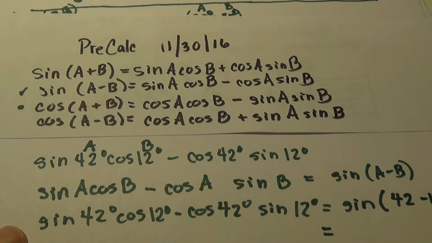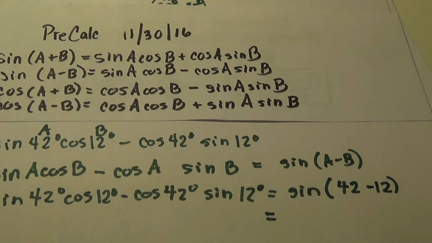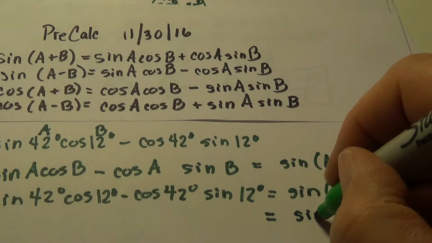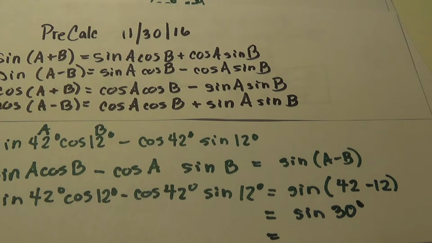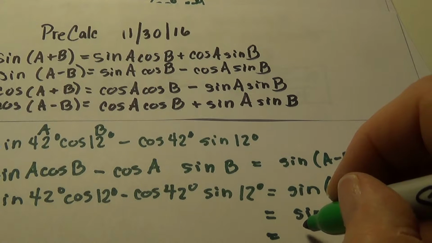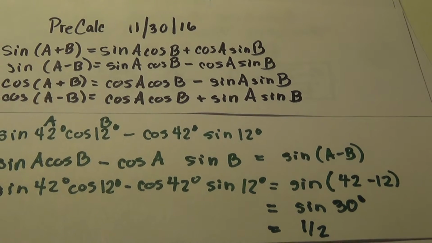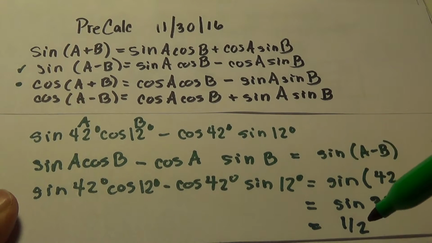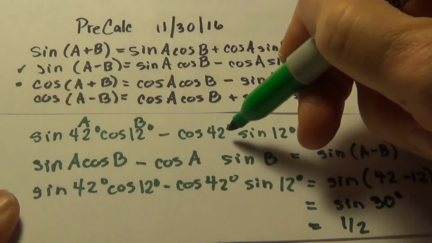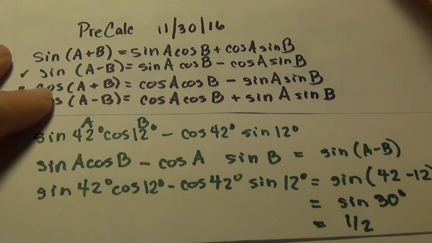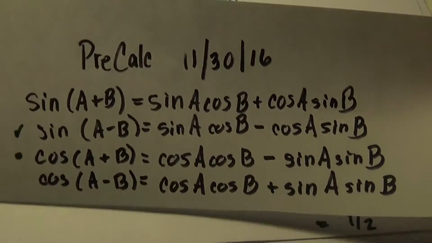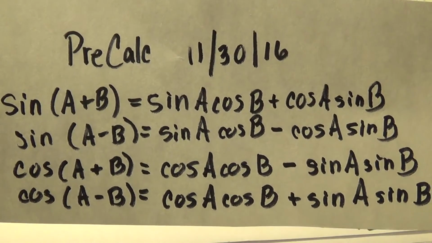And what does that equal? 42 minus 12 is sine of 30, a dear old friend of ours from the unit circle. And that is the second coordinate at the 30-degree mark, and that is 1/2. All right, so that is the simplified answer for this expression. Double snazzy. All right, we'll end tonight by adding 2 more to this list.